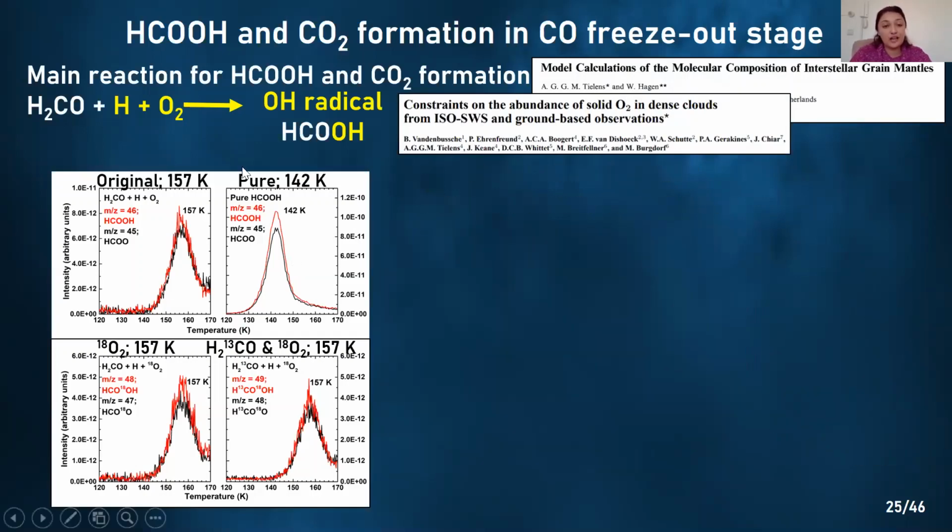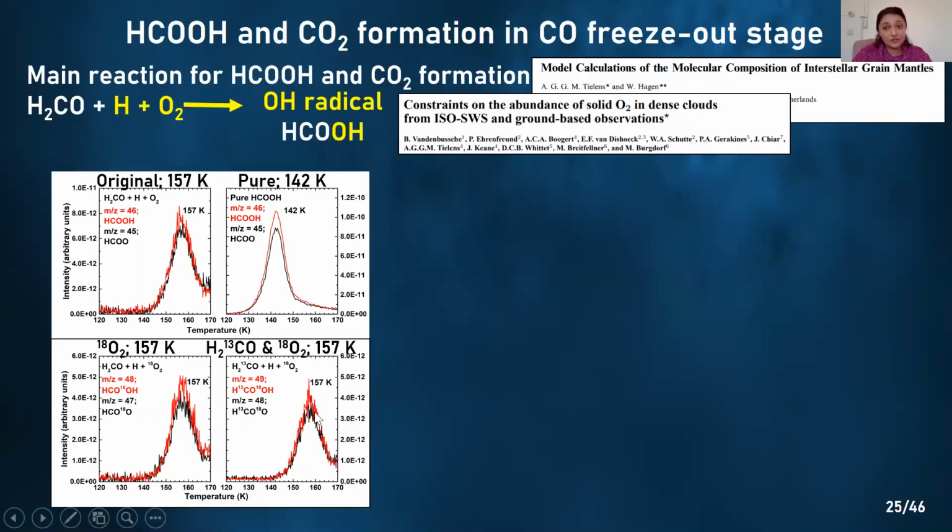So the formation of formic acid is shown in the TPD data. Although formic acid desorbs at 142 Kelvin in its pure form, the literature shows that formic acid desorbs at higher temperatures when mixed with less volatile species, which is what we see in the original and isotope experiments.